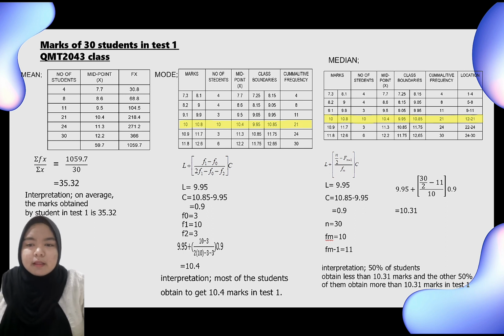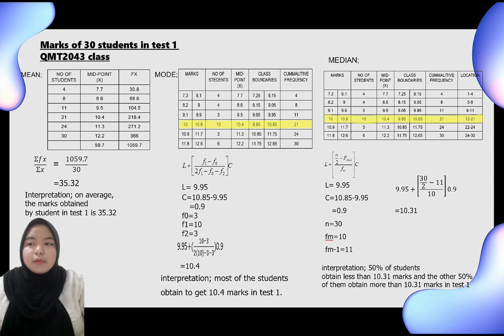Total FX is 1059.7 and X is 30. The answer is 35.32. For interpretation, on average the mark obtained by students in Test 1 is 35.32.